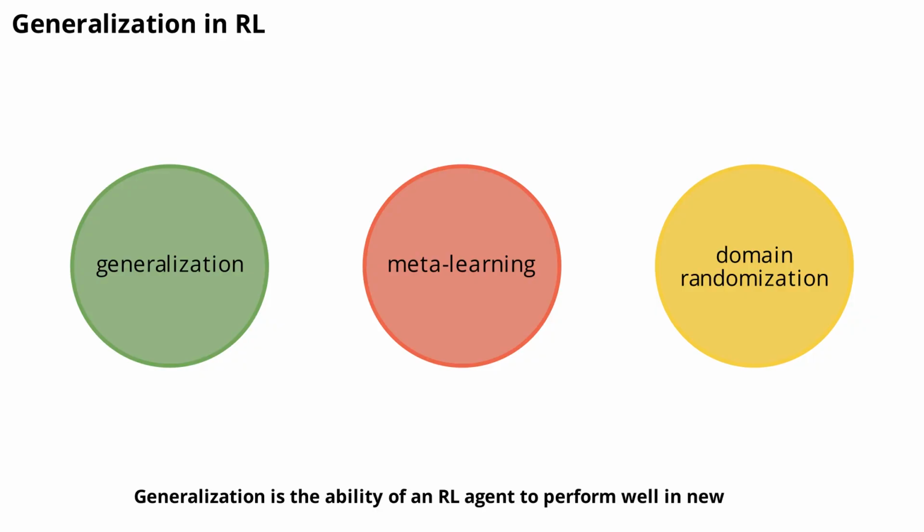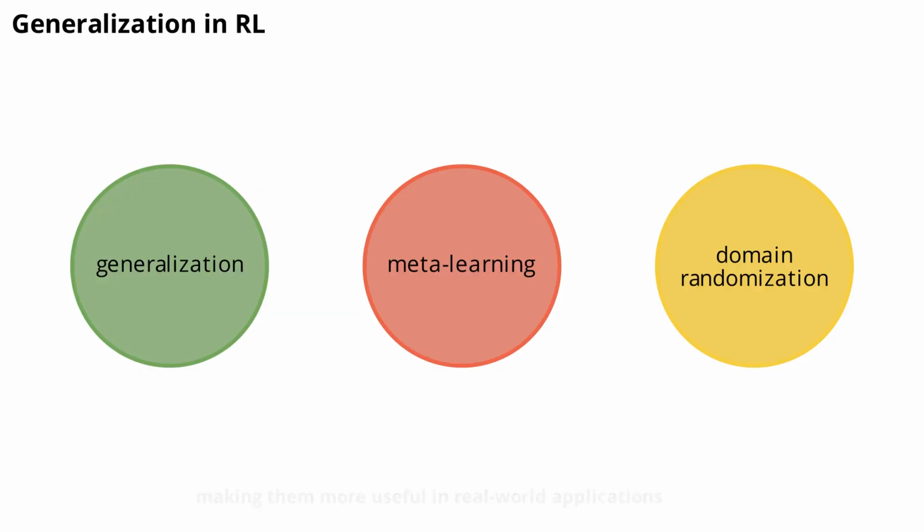Generalization is the ability of an RL agent to perform well in new, unseen situations. This is a major challenge, as agents often overfit to the environments they were trained in. Techniques like domain randomization and meta-learning are being developed to help agents generalize better, making them more useful in real-world applications.